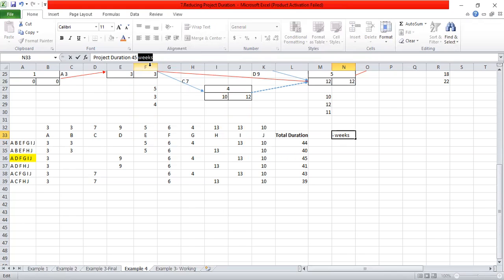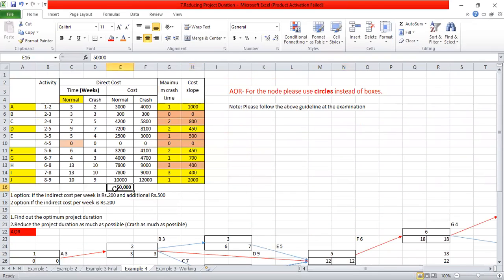Right? So project duration is 45 weeks and the total direct cost. We do not calculate the total direct cost, right? Total direct cost is equal to how much? You have to take the summation. Did I give the summation here? I cannot remember. So take the summation of these normal costs here, right? So it is 50,000.